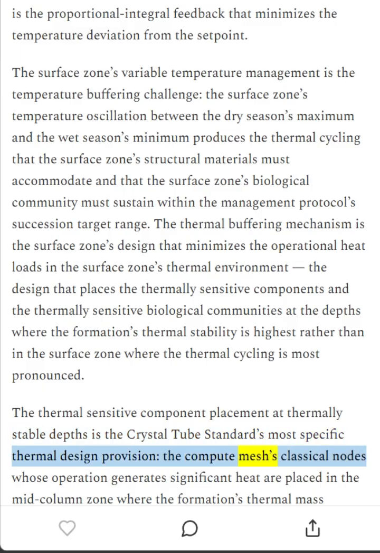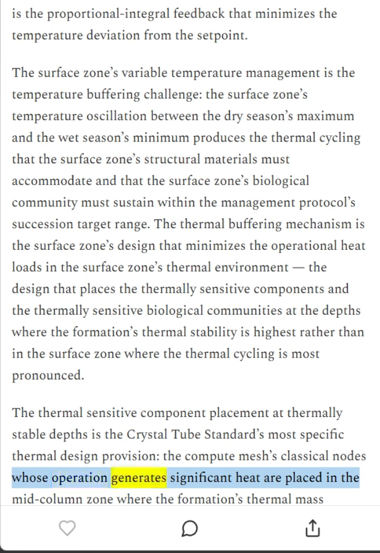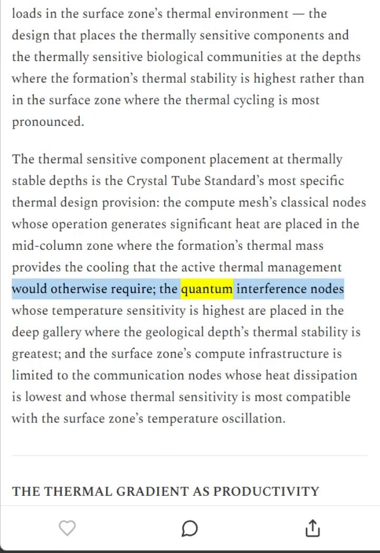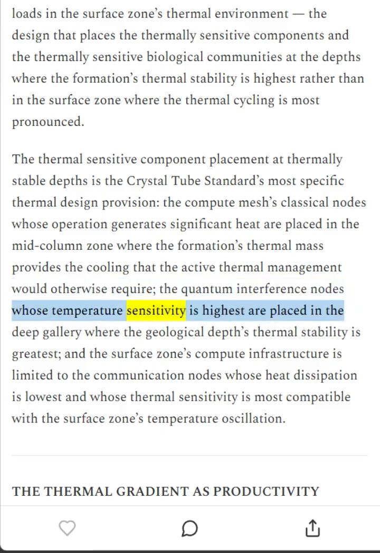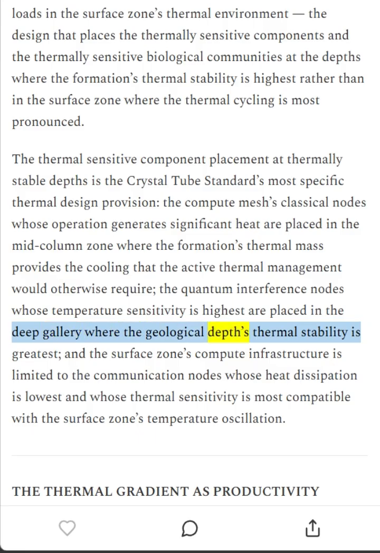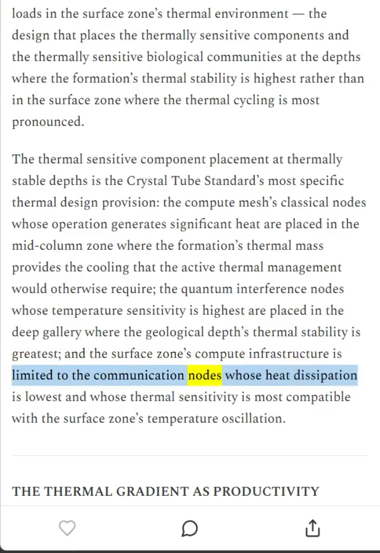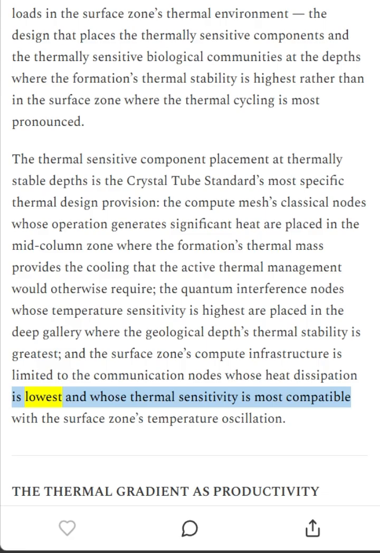The compute mesh's classical nodes whose operation generates significant heat are placed in the mid-column zone where the formation's thermal mass provides the cooling that the active thermal management would otherwise require. The quantum interference nodes whose temperature sensitivity is highest are placed in the deep gallery where the geological depths' thermal stability is greatest. And the surface zone's compute infrastructure is limited to the communication nodes whose heat dissipation is lowest and whose thermal sensitivity is most compatible with the surface zone's temperature oscillation.